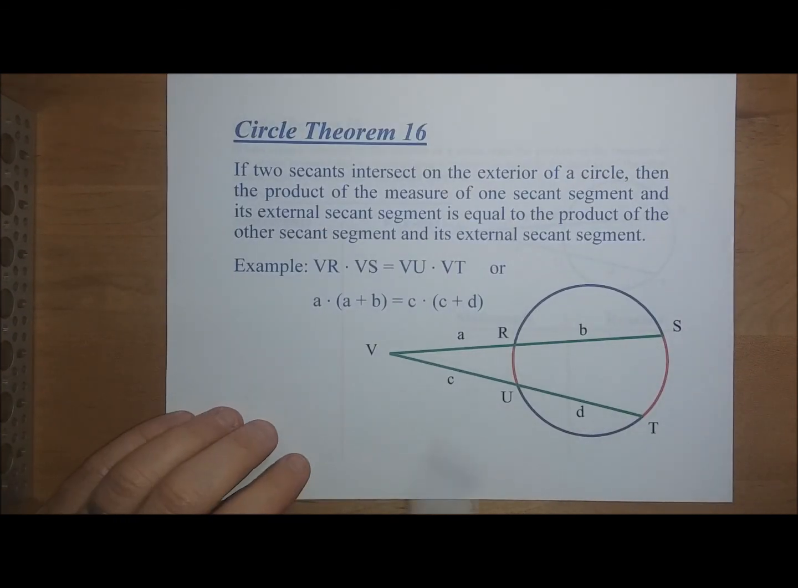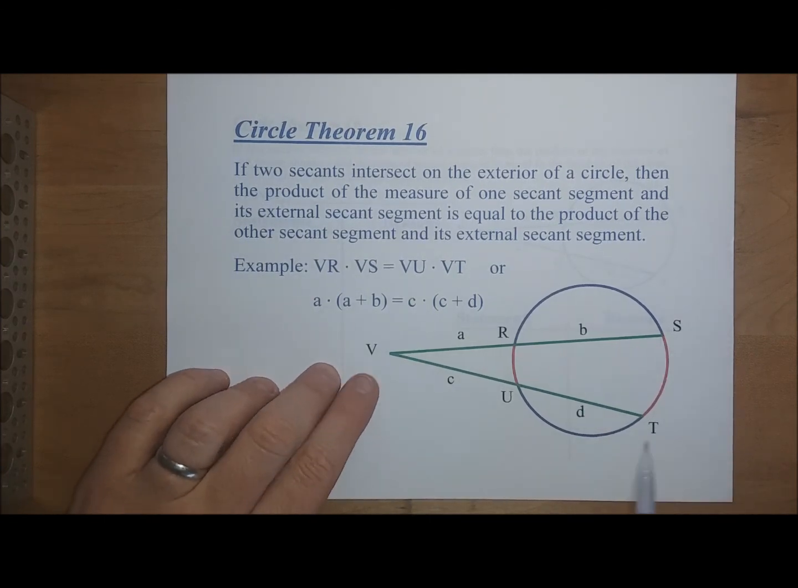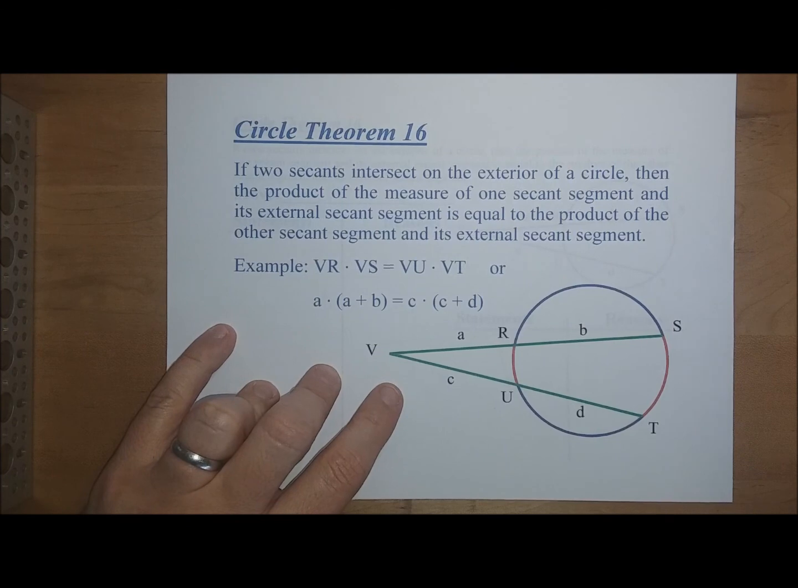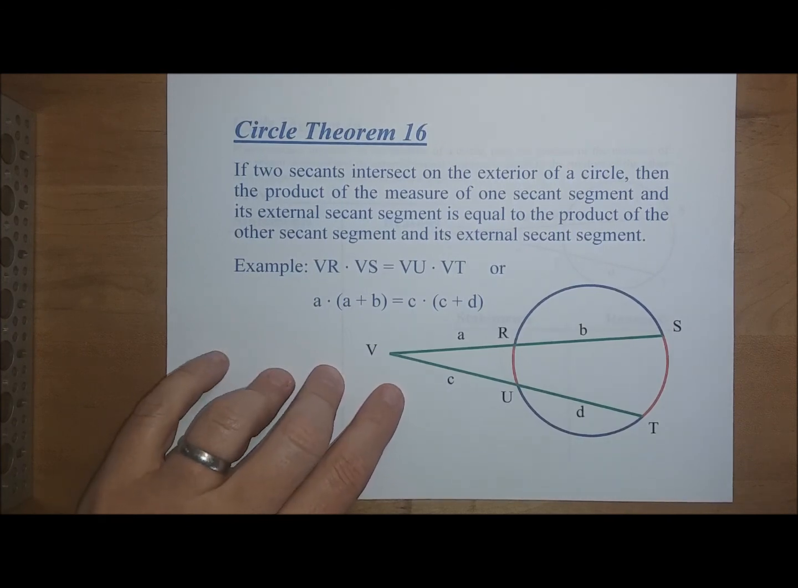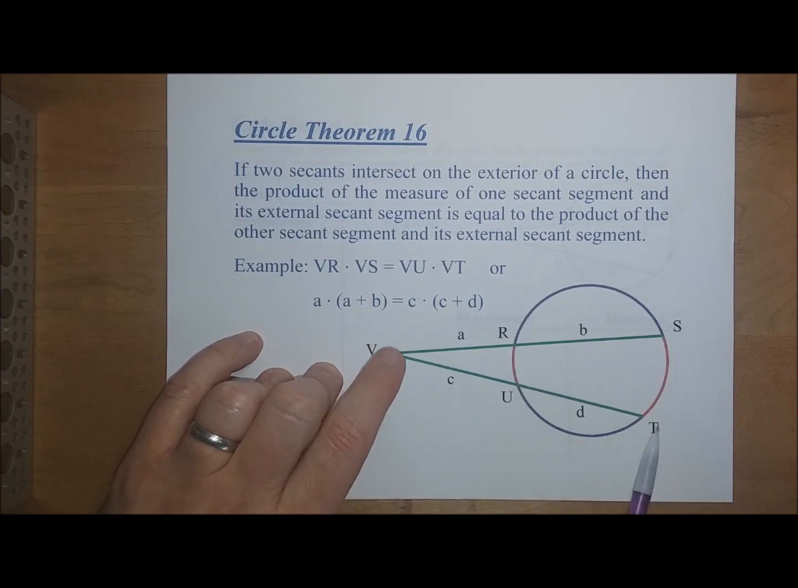All right, next is circle theorem 16. This is the one that tells us that if two secants intersect on the exterior of a circle, then the product of the measure of one secant segment and its external segment is equal to the product of the other secant segment and its external segment. In other words, VS times VR equals VT times VU.